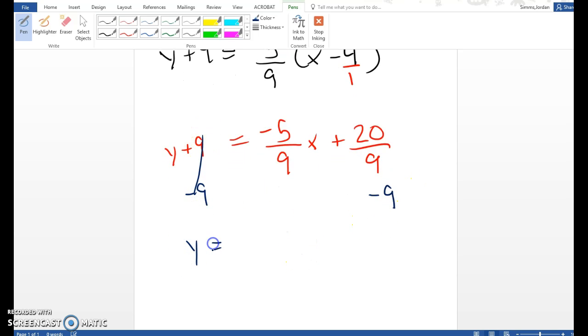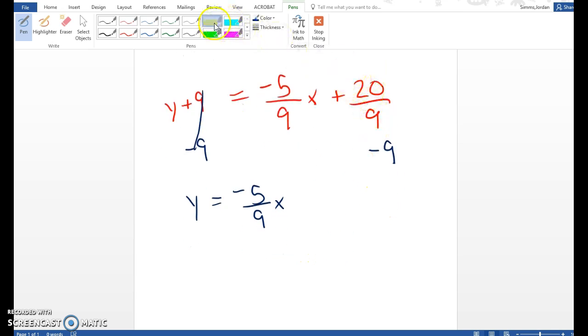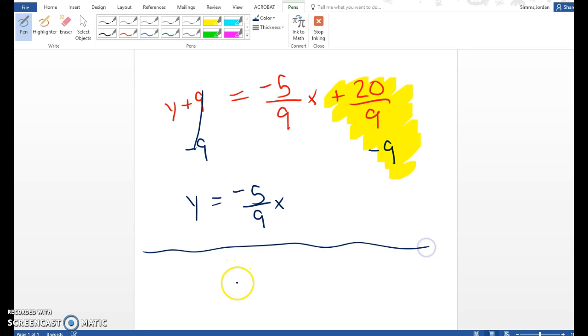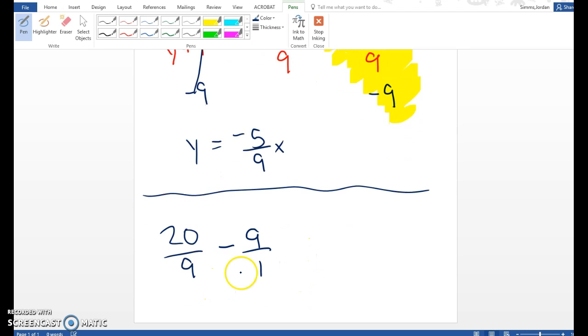We're going to have y equals negative 5 over 9x. Now, remember, these are unlike terms, so I can't add or subtract them. But what's going to happen, let me just focus in on this. We have this situation right here. And I'm just going to write it down here for a sec, okay? We have 20 over 9 minus 9 over 1, if I want to think of that as a fraction, unlike denominators.